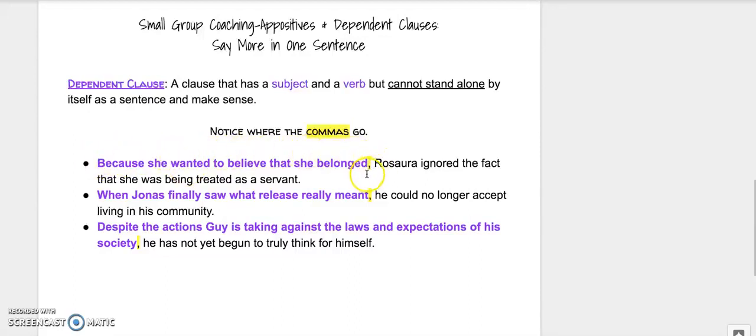And because I started the sentence with a dependent clause, I must put a comma here between the dependent clause and the independent clause. Now, what if I put the independent clause first and then followed it by the dependent clause? Well, let's try that. I'm just going to cut and paste.